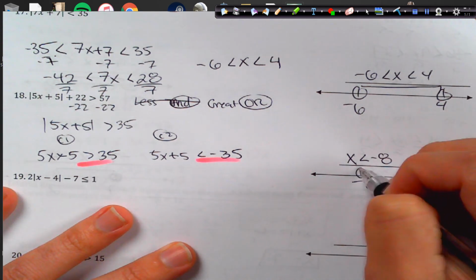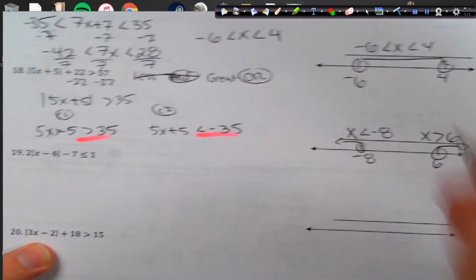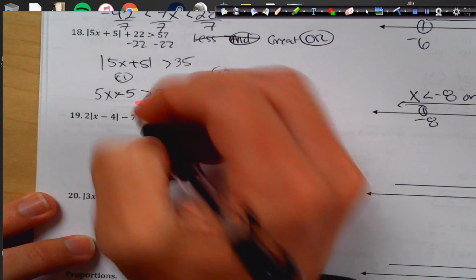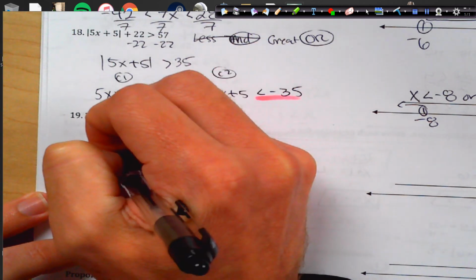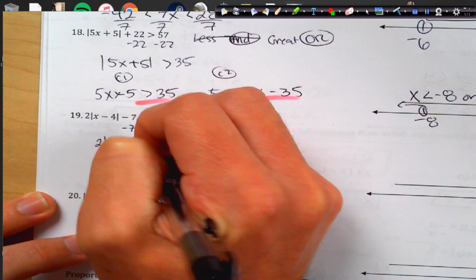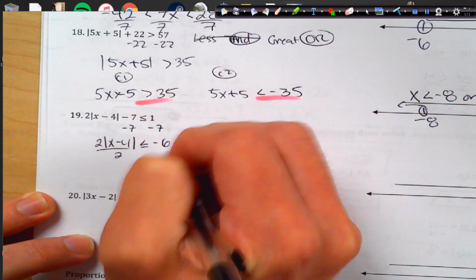Open circle. It's or, so we're going outward. Oh, don't forget the word or. Okay. Here we go. Subtract 7 on both sides. That's going to become a negative 6. Divide by 2 on both sides.